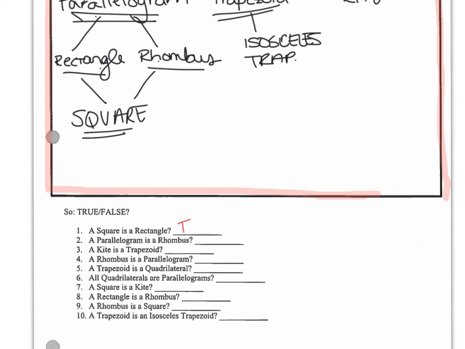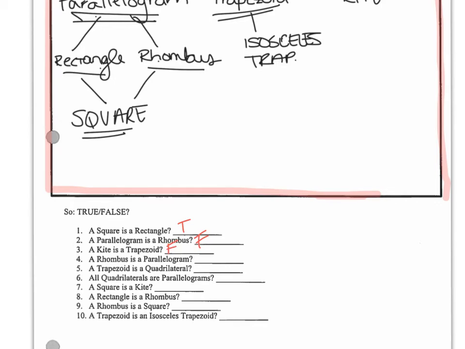If I look at number 2, a parallelogram is a rhombus. Can a parallelogram be considered a rhombus? That's false. You can't work backwards. Number 3, a kite is a trapezoid. That's false, because they don't share the same family lines.